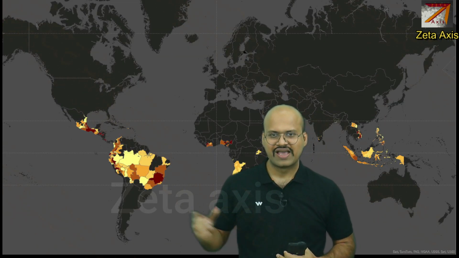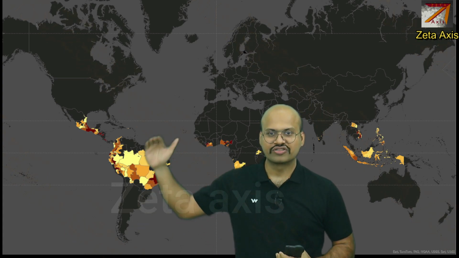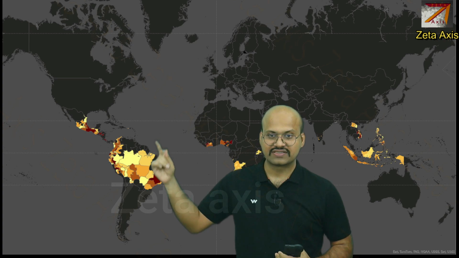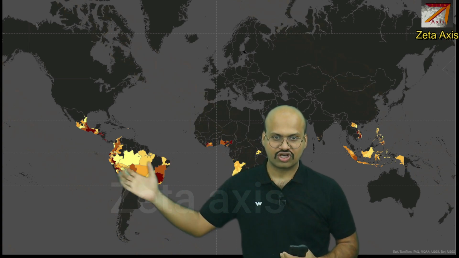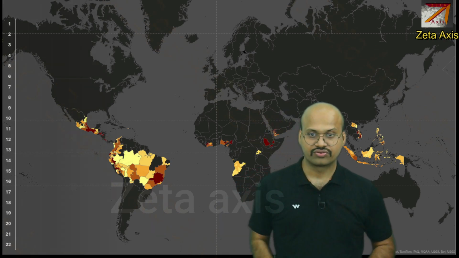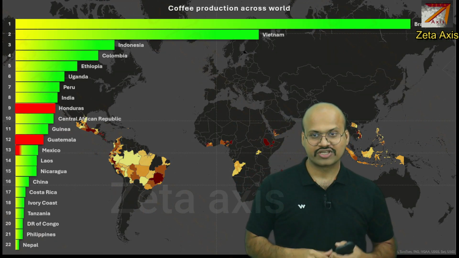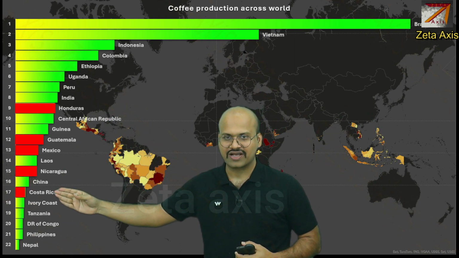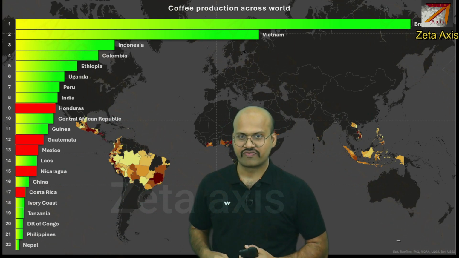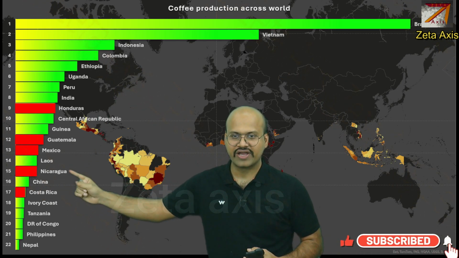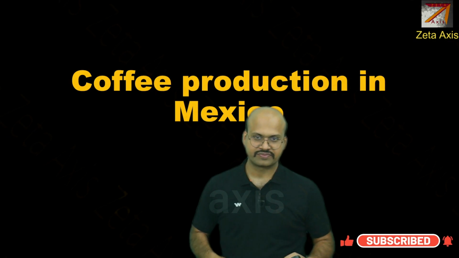Here we see global regions across the world which produce coffee, and we can clearly see they are concentrated in the tropical regions between the Tropic of Cancer and Tropic of Capricorn. Across the world, they are in between these two lines. They are in the tropical zone. If you see the global production data, then we see that a lot of countries from Central America are among the top producers of coffee. We have Honduras, we have Guatemala, Mexico, Nicaragua, and Costa Rica in this list.